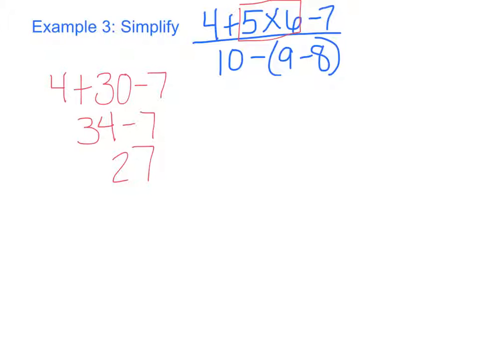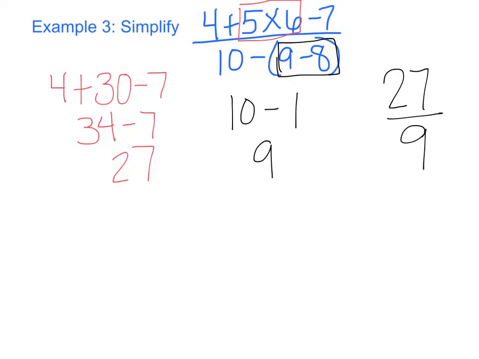Let's deal with the bottom. The bottom part of the fraction, remember, symbols of inclusion tell us we start in the inside parentheses. 9 minus 8 is 1. 10 minus 1 is 9. So now what we have is 27 divided by 9, which is 3.